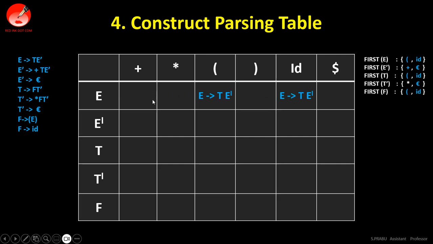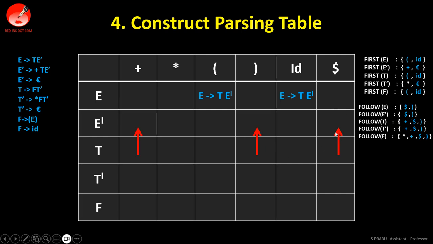You can fill the production rules here with the help of the first element. The first of E dash is plus and epsilon. So you can write the rule in the plus column. As well as epsilon is there. If epsilon is present in the first, you can check the follow of E dash. In follow of E dash, dollar and closed bracket are there. So you can choose dollar as well as closed bracket also. Now you fill only these three cells. So for plus, you can write E tends to plus TE dash. For epsilon, you can choose these two cells. So write E tends to epsilon in these two cells.